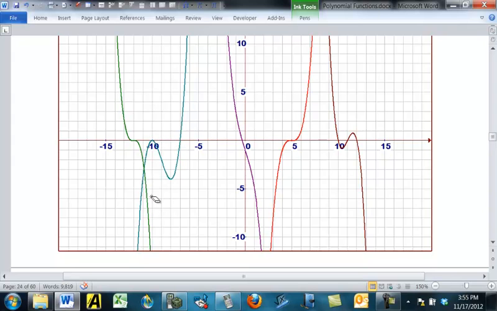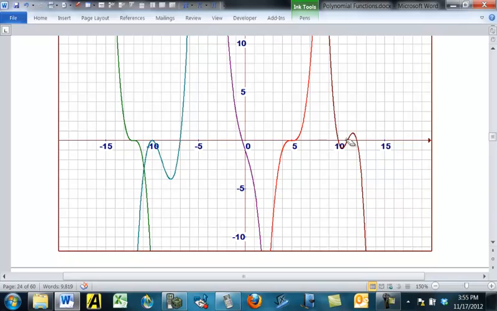So we have that. And we could actually write out some of these, like if this crosses at negative 10 and this at negative 7, this is (x + 10)^2 times (x + 7) times some positive constant. This red one's just x cubed, (x - 5)^3.